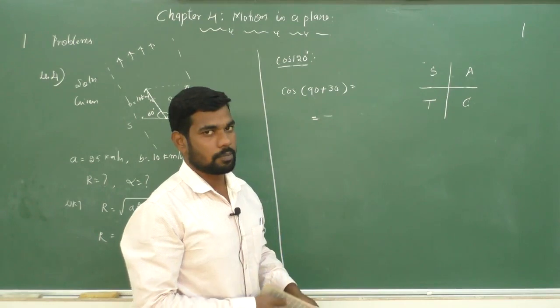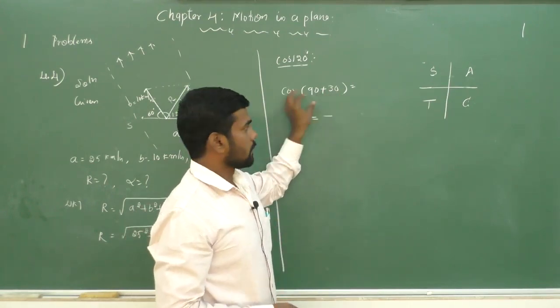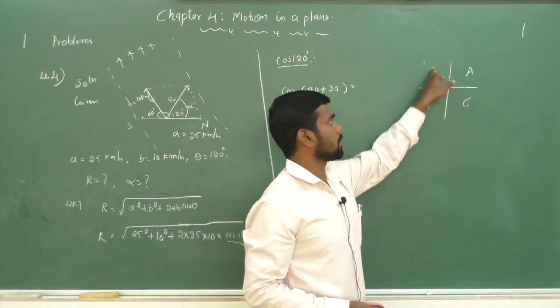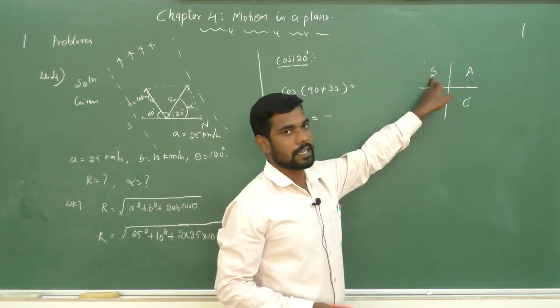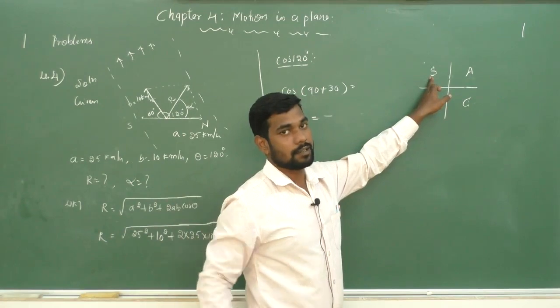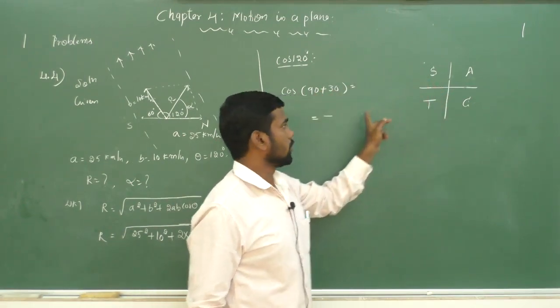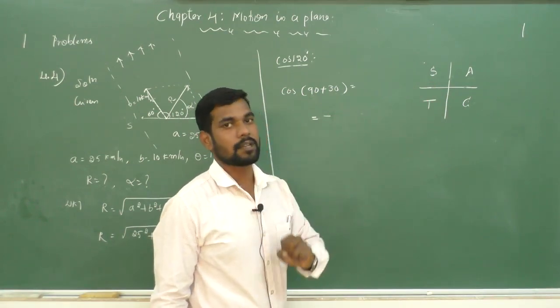Very simple. Just see once again, cos 90 plus 30 comes in the second quadrant. In the second quadrant only sin will take positive, remaining all the trigonometric functions will take negative. So here cos will take a negative value, that's why I have written negative here. Clear my point? Next point is very important.